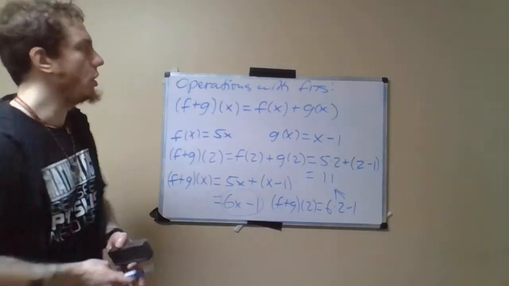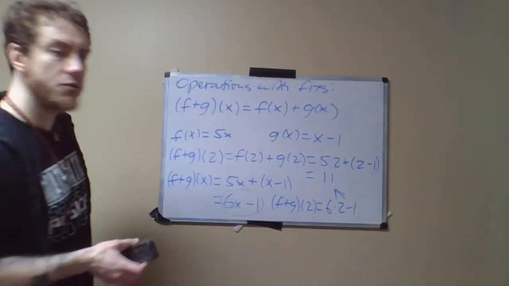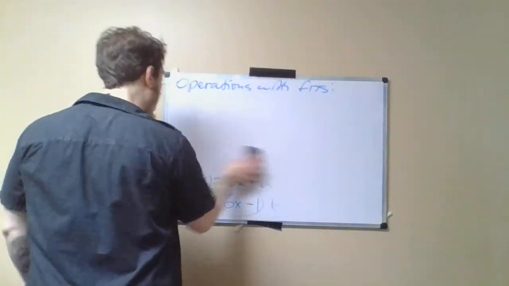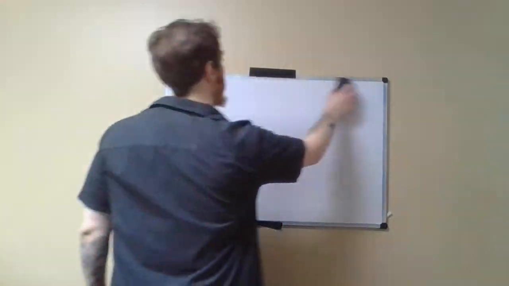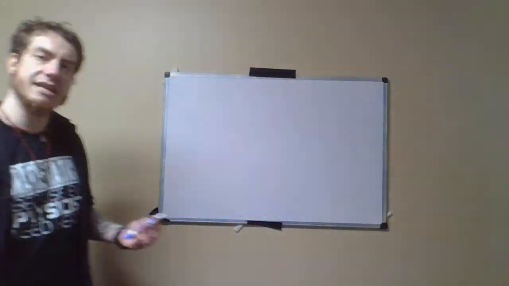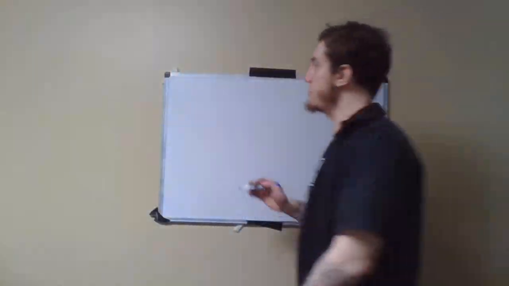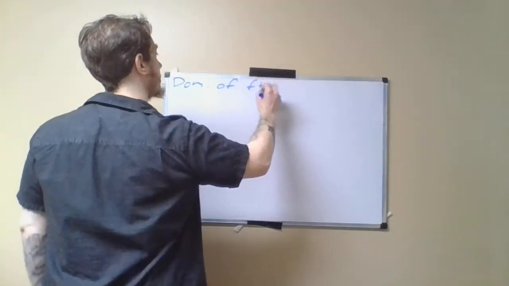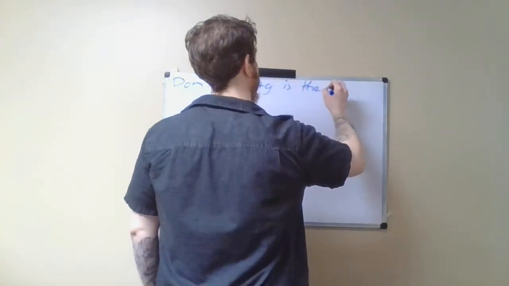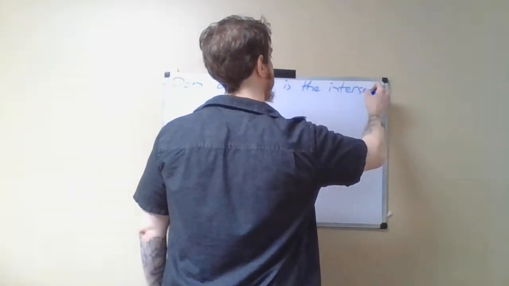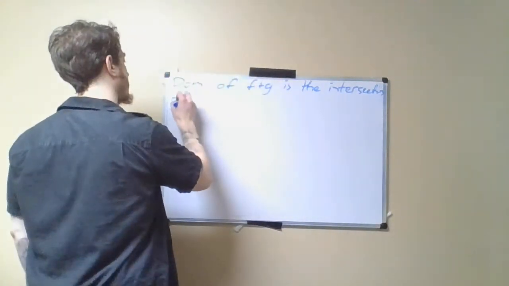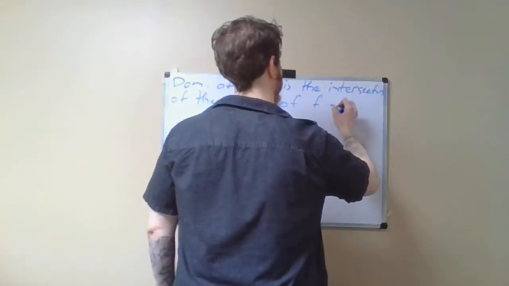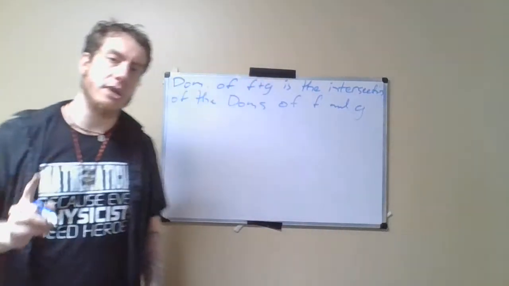Now, when we do this addition operation, we do need to be a little bit careful about the domain. And let me show you why we need to be careful about the domain, because it's maybe not totally obvious why there would be any issues with the domains. So the thing is, the domain of f plus g is the intersection of the domains of f and g separately.